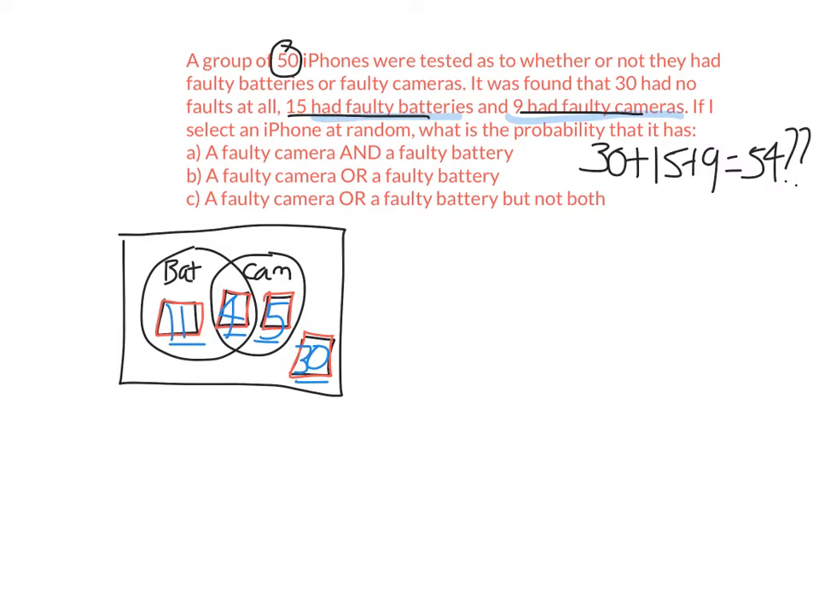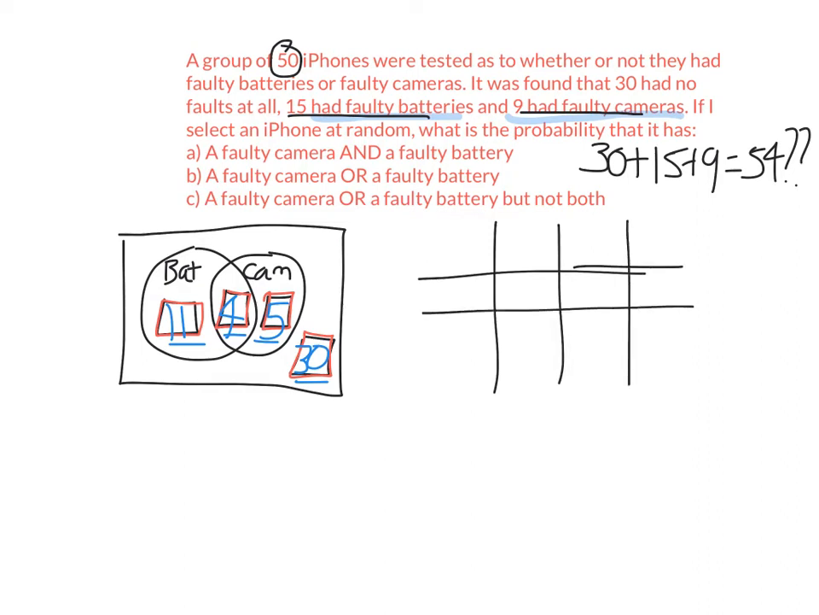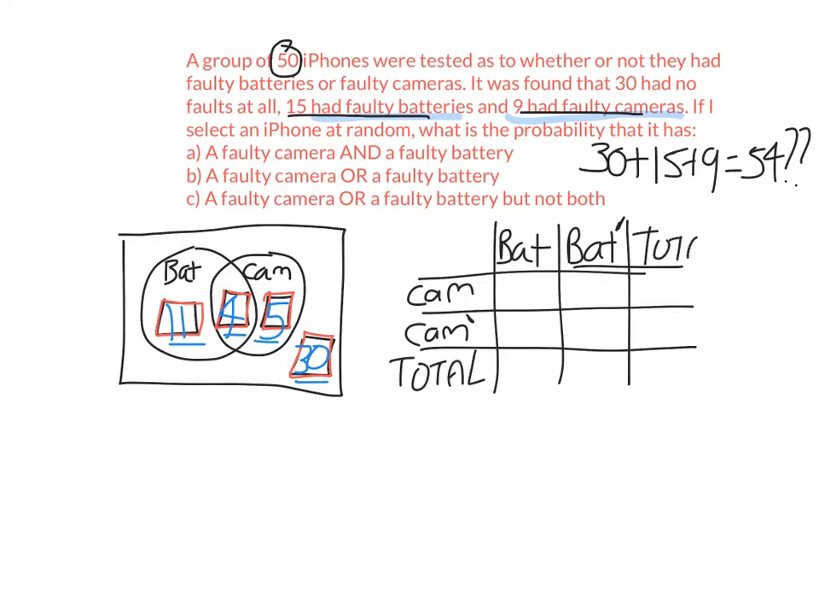So a two-way table does the same thing as a Venn diagram. It's just a different way to do it. You do need to know both for the test. So we have 2 ways corresponding to the 2 sets. So we have battery fault, and remember the dash means not, so this is not a battery fault. Then camera fault, not a camera fault. And in two-way tables, we usually have a row and column for totals.